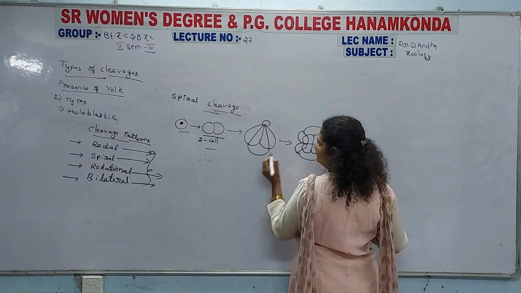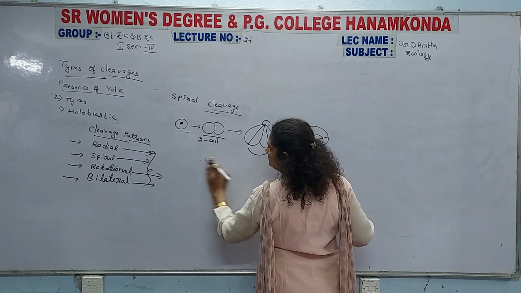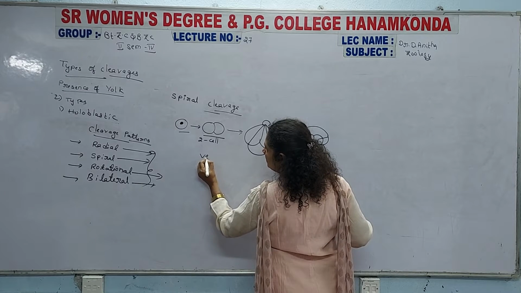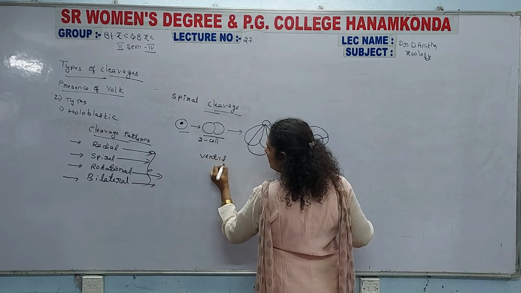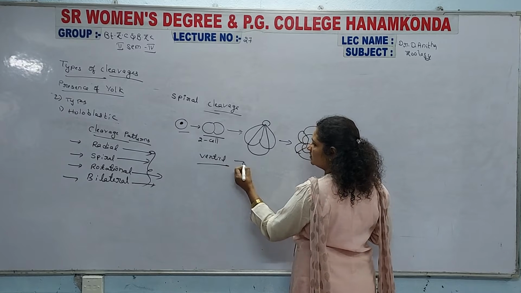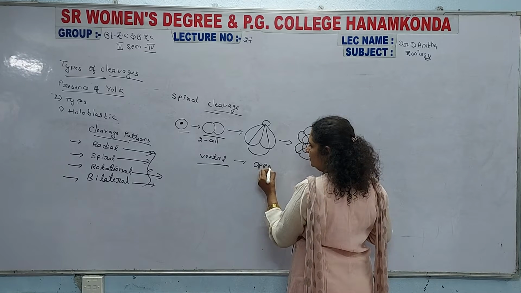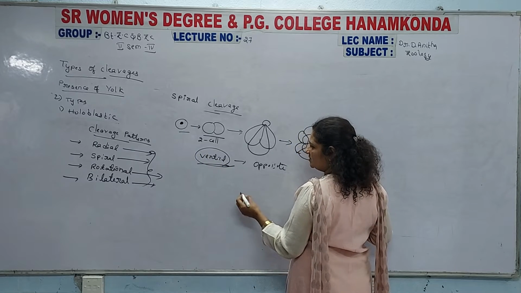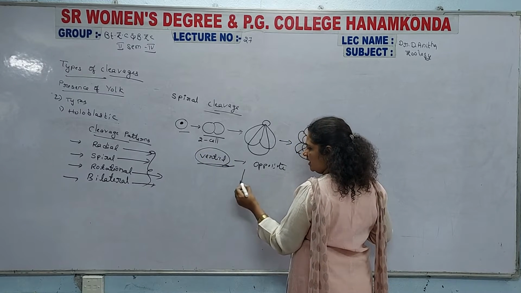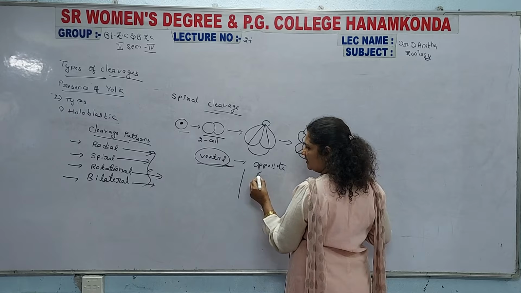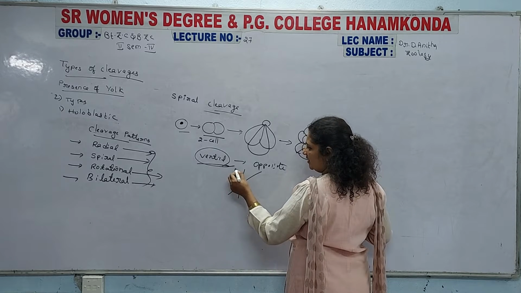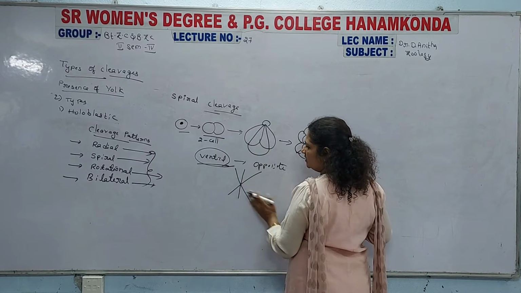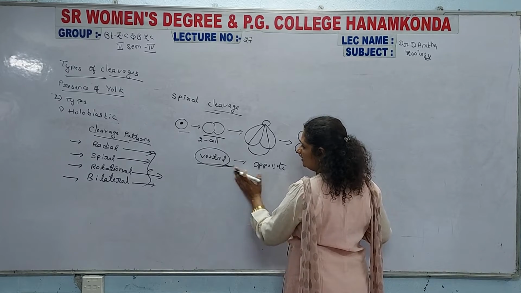So it is the spiral cleavage. The first division occurred vertically, and the second division was at the opposite angle, completely opposite to the first cleavage. The first cleavage was in this manner, and the second was quite opposite, in this direction and in this direction.